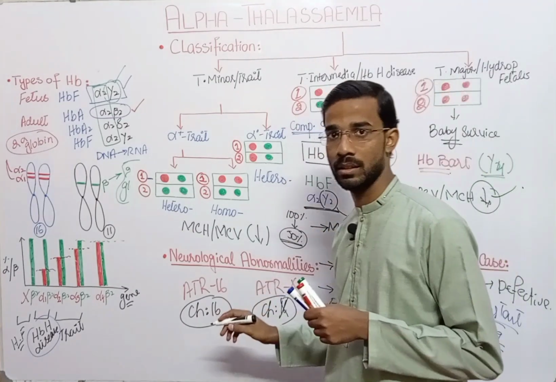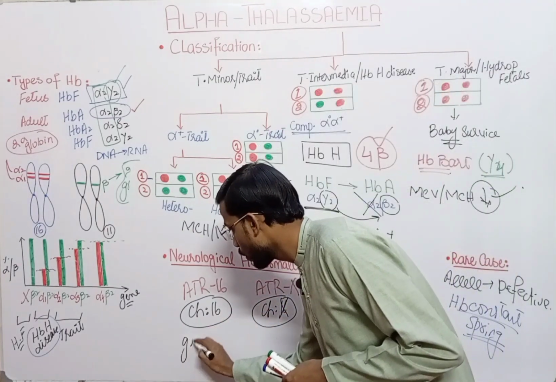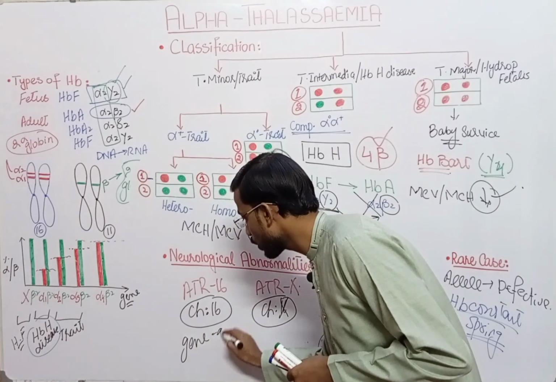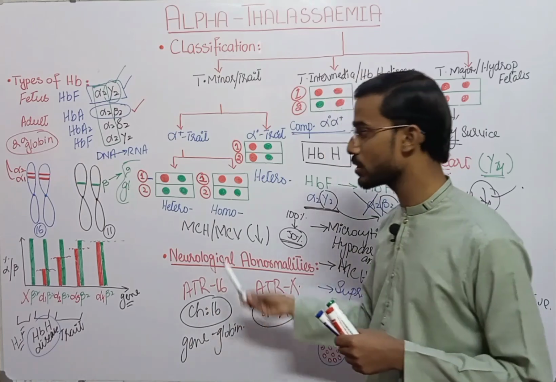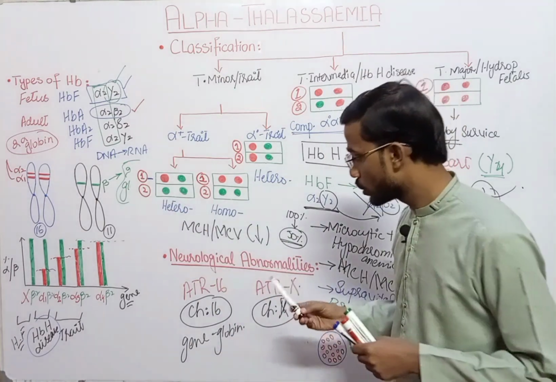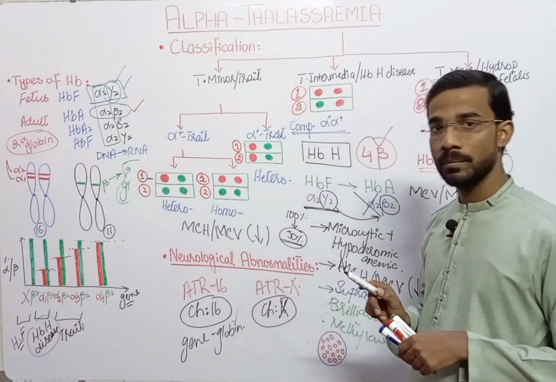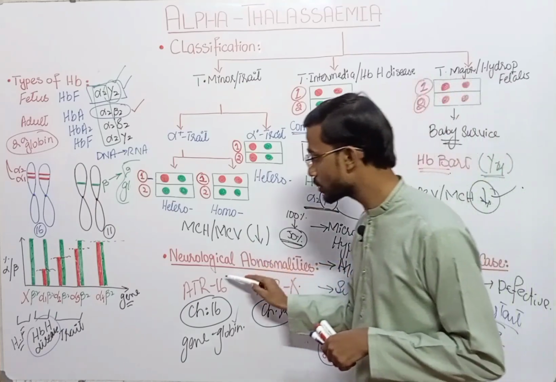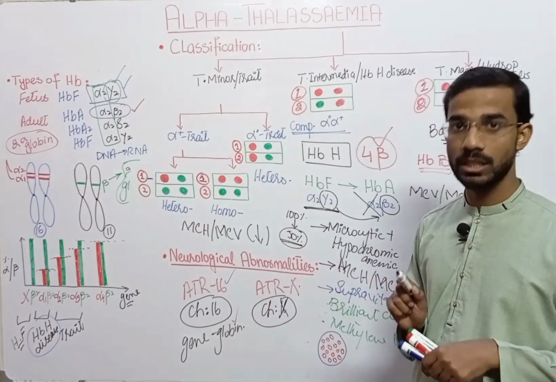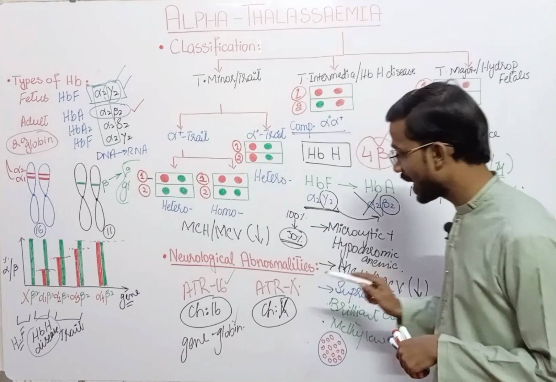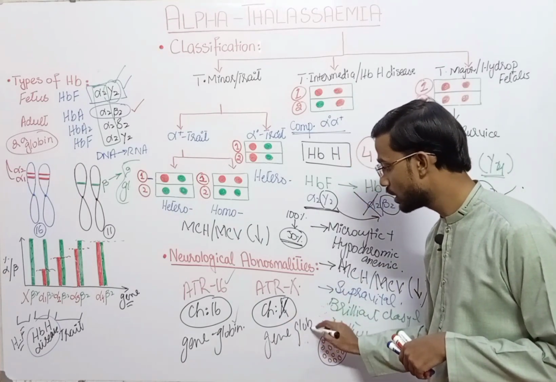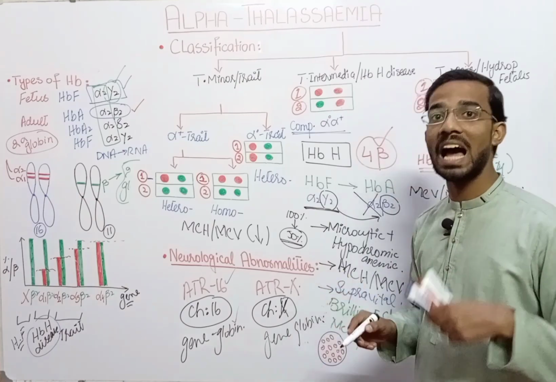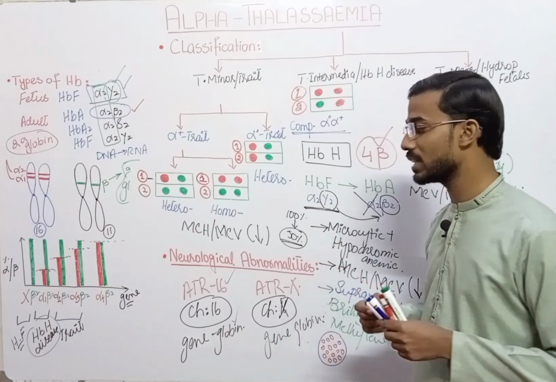In this case, the genes which are involved in the formation of globin will be deleted. It can also include the alpha genes. So if the alpha genes are deleted, then it can result in ATR-16 syndrome. And if the gene cluster which includes the alpha gene is deleted, then it can result in ATR-X.